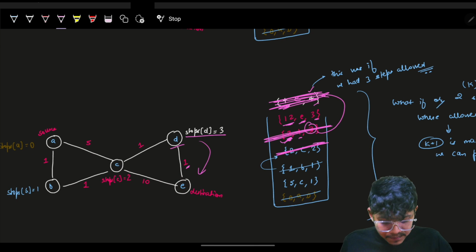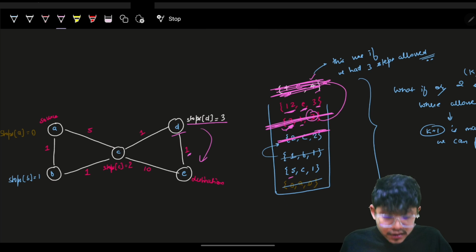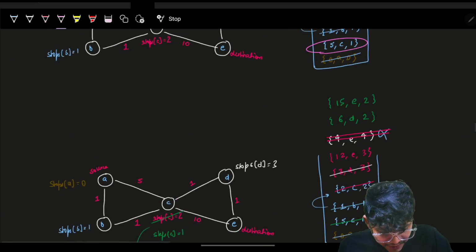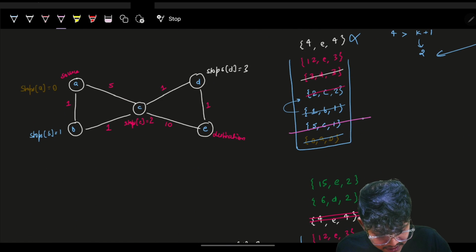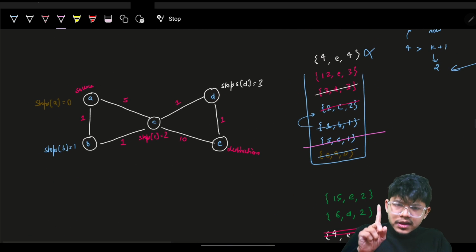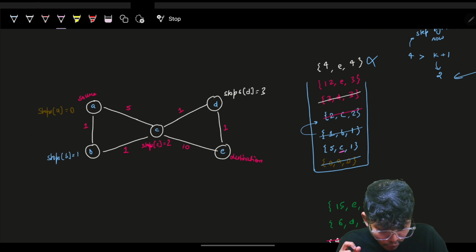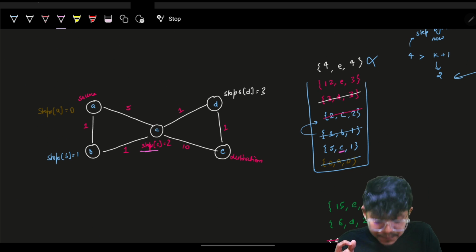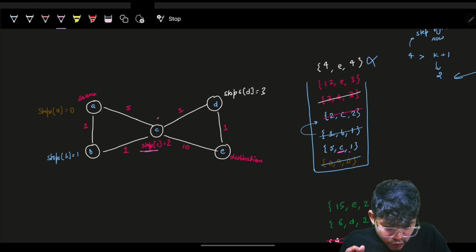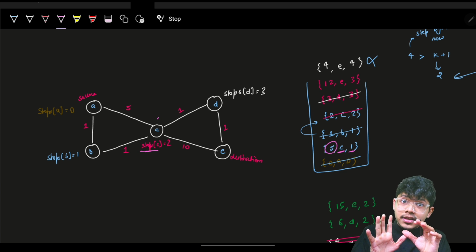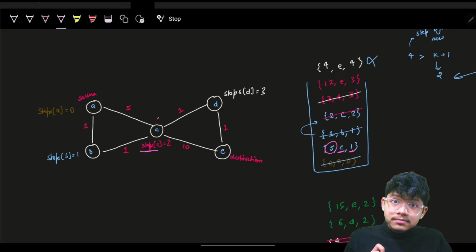Okay, this is done. Get the next smallest, which is 5. Oh, so if it is 5, then simply remove 5. For node C, the steps of C is 1. Steps have reduced. Although you can see distance is increased, but steps is reduced.